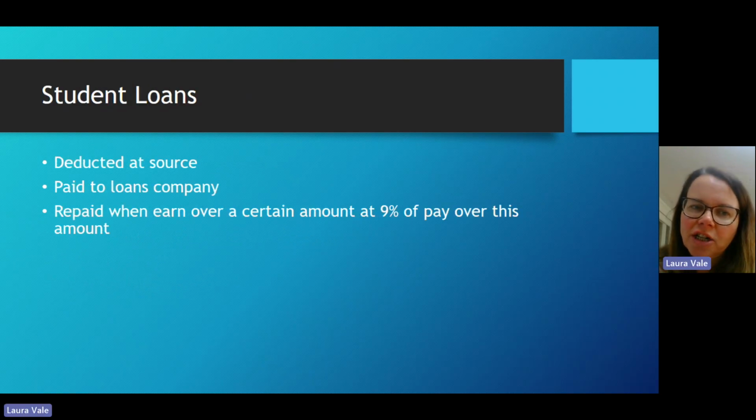Another statutory deduction is a student loan. So if you went to university or you've taken out any other kind of student loan, then once you earn over a certain amount, and don't quote me on this, but I think it's around about £25,000 at the moment, then you start paying 9% of your pay over this amount back. So you start repaying the loan once you're earning over that certain threshold. And this will be again deducted at source and paid directly on your behalf to the student loan company.